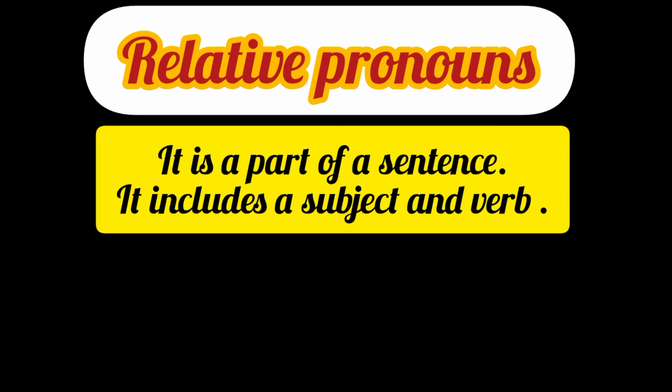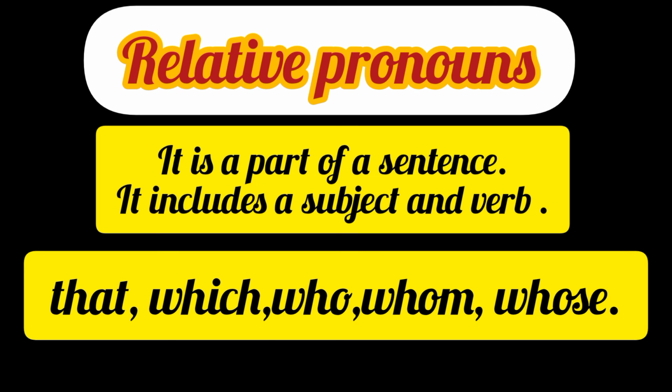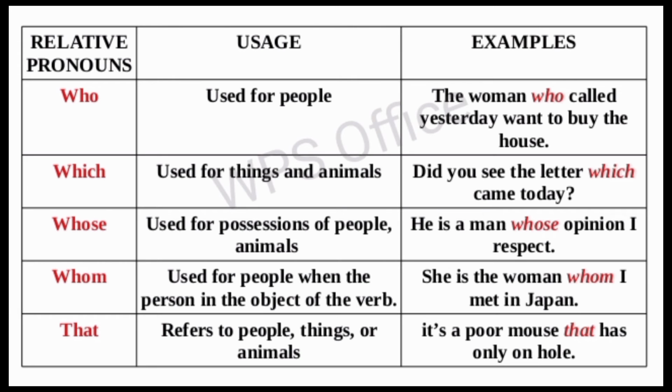Another kind of pronoun is the relative pronoun. Relative pronouns are a part of a sentence. They relate one part of a sentence to another and also stand in for a noun or pronoun. It includes a subject and verb but does not form a sentence by itself. The main relative pronouns are who, which, whose, whom, that. When we use these relative pronouns in a sentence, we must know when, where, and how we should use them in a sentence.